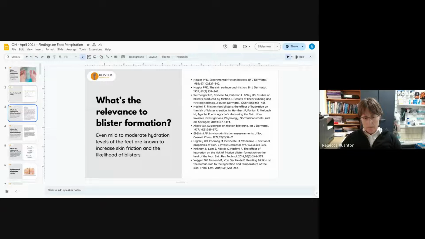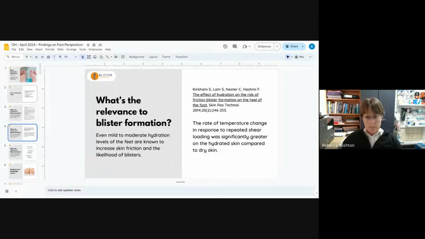Well, quite simply, I think we all know this, that even mild to moderate hydration levels of the feet are known to increase skin friction and the likelihood of blisters. And this is just a snapshot of research and papers that support that. One that I'll draw your attention to is, if you were on last week's call, we looked at the Hashmi study where they produced blisters on the posterior heel.